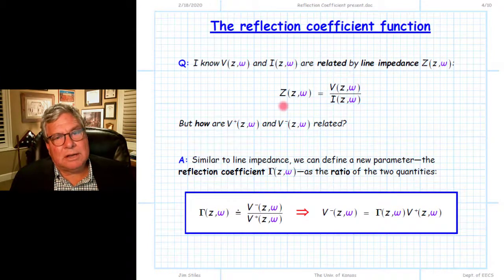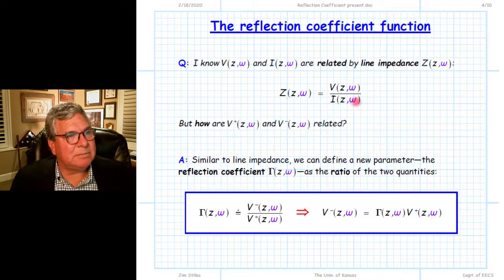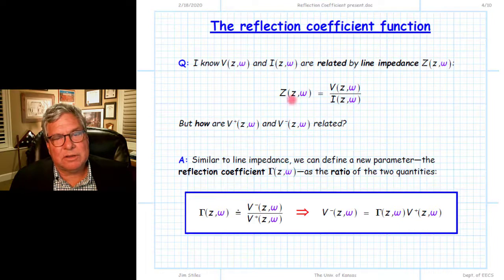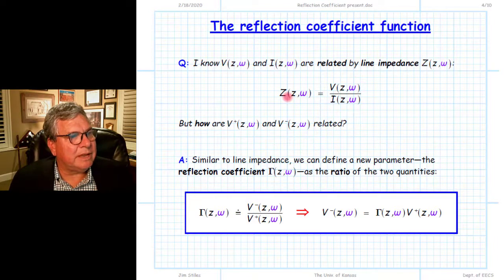Well, our line impedance function was essentially defined by simply taking the ratio of the total voltage of our transmission line to the total current of our transmission line. Again, these are functions of position, and so therefore so is the ratio, the result that we get. So with respect to the plus wave voltage and the minus wave voltage, we can do the same thing. We can take the ratio of these two, and what we're going to do is take the minus wave voltage in the numerator and the plus wave voltage in the denominator.